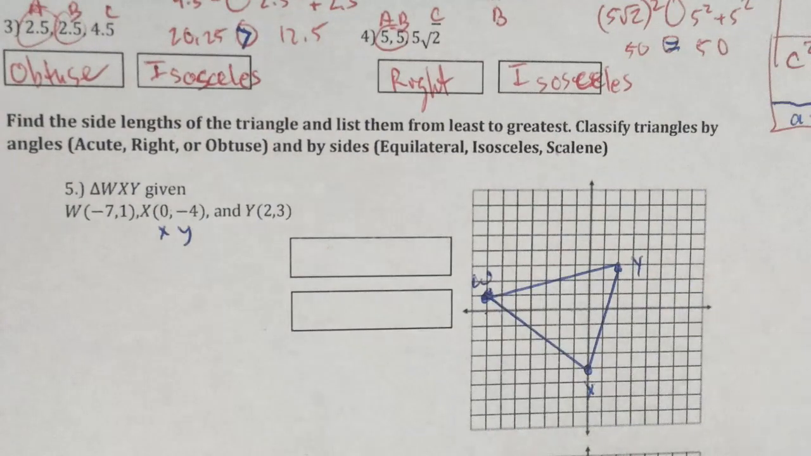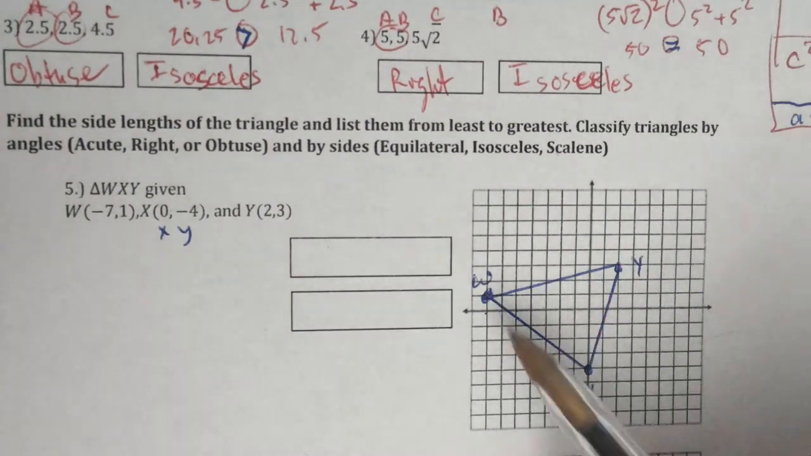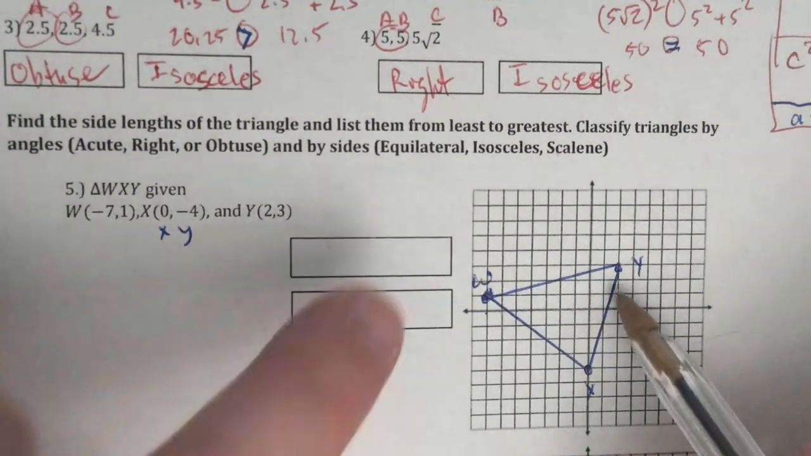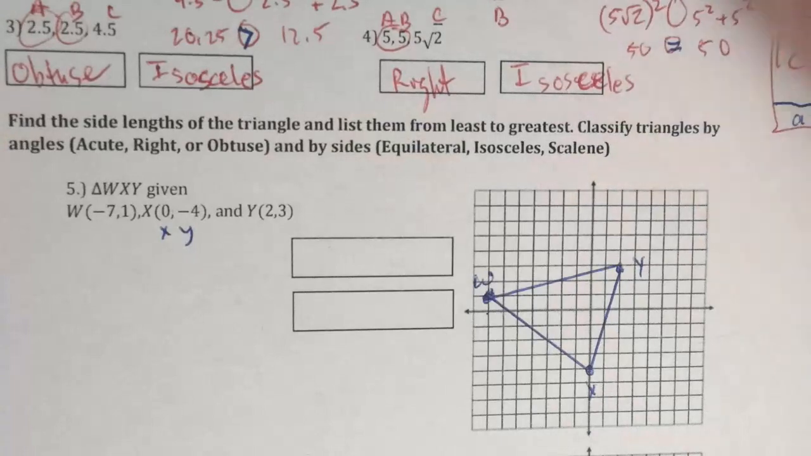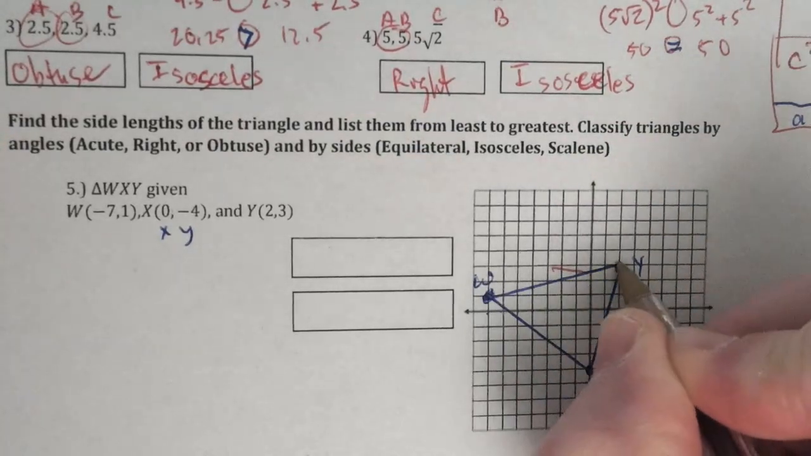All right, now just looking at this, none of these look like a right triangle. And they're all less than 90. So I'm really sure that this is an acute triangle, but no matter what, we should definitely find the distances just to double check.